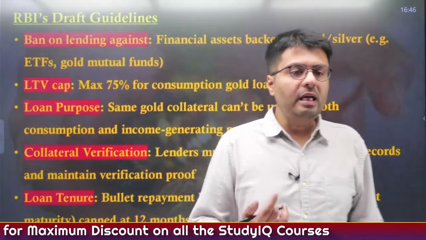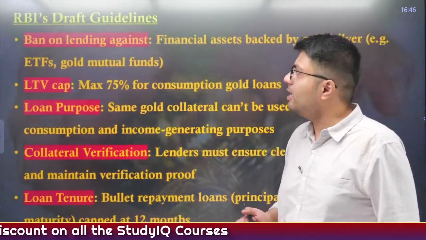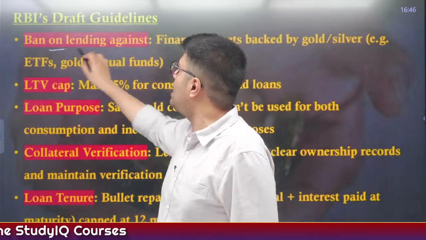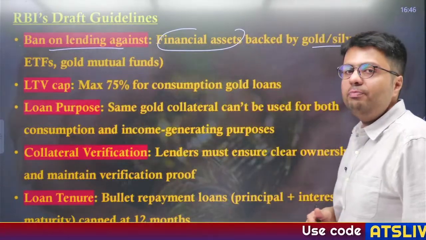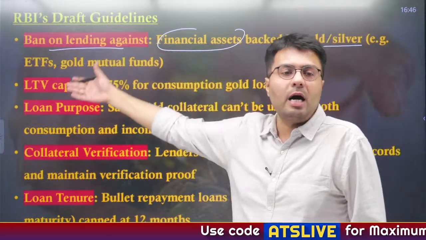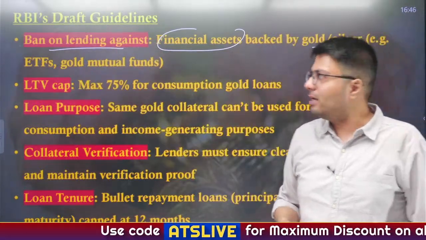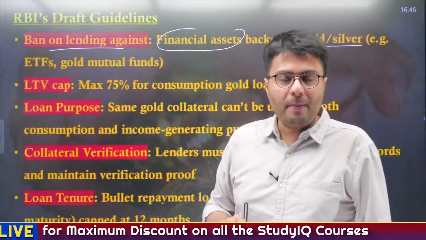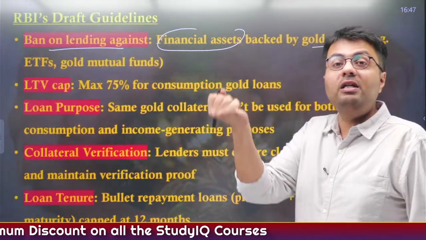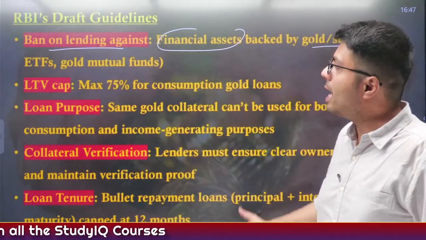Now, what are the RBI's draft guidelines in this regard? First of all, RBI has banned lending against financial assets. Suppose gold and silver ETFs, mutual funds: against these you can't borrow money from the banks. You can only borrow money from the banks through a gold loan when you have deposited physical gold with the banks as collateral.